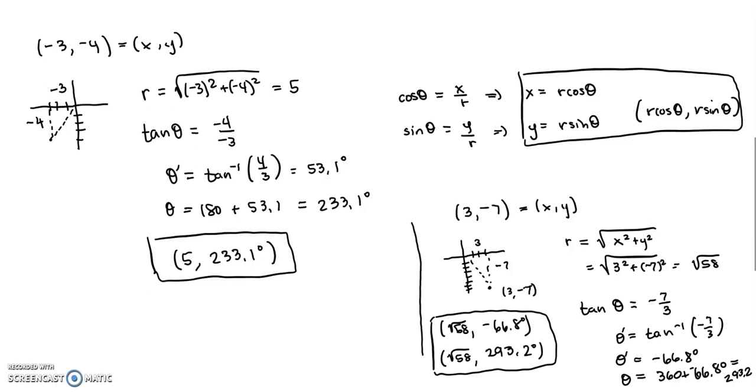Okay, so when you're going from rectangular to polar, you've got to be a little bit careful. The answer that you get might not be the answer that you want. But when you're going from polar to rectangular, you just plug in the r cosine theta and you're all set.